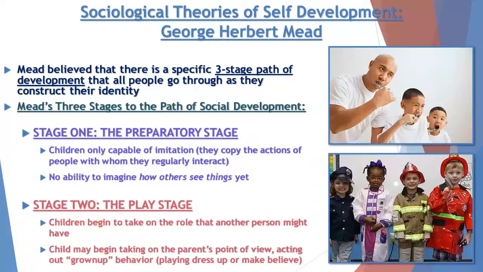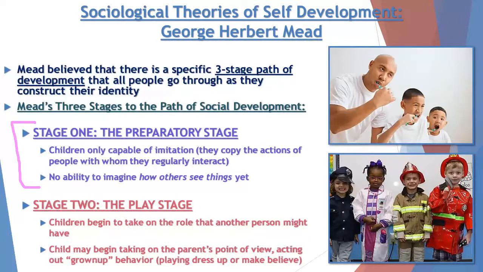So for Mead, he said this was a 3-stage process. A 3-stage path of development to self-discovery, or to defining how we construct our identity. So stage 1 is the preparatory stage. And if any of you have raised young children, you'll probably be pretty familiar with these stages. Basically, this is younger children, maybe infants to like 2, 3 years old.